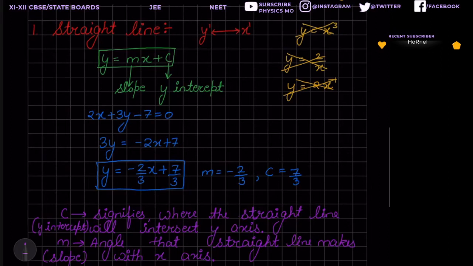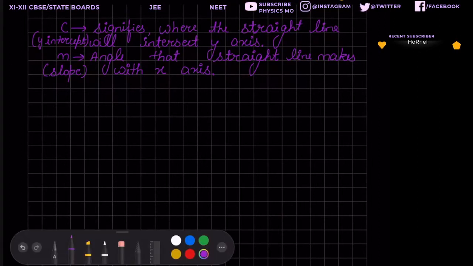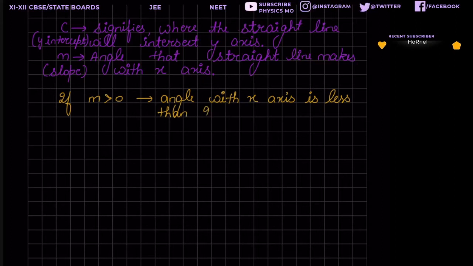the angle that it makes with x-axis. Now let's discuss some conditions, like if this m is greater than 0, that means if this m is positive, अगर ये m positive है, that means the angle with x-axis is less than 90 डिग्री. 90 डिग्री से अभी ये कम एंगल बना रहा होगा if value of m is positive.